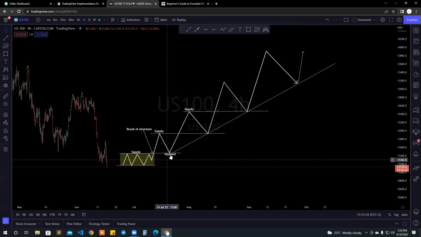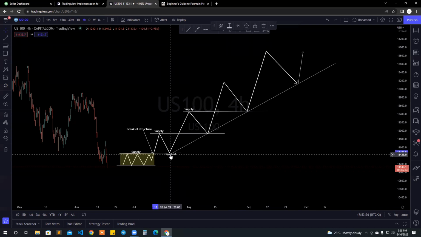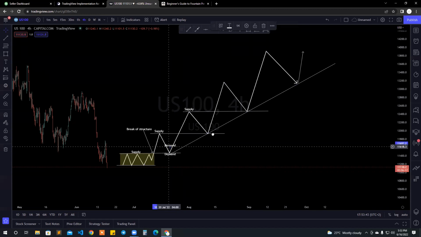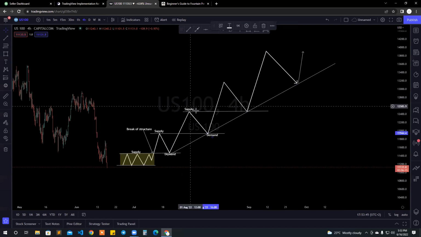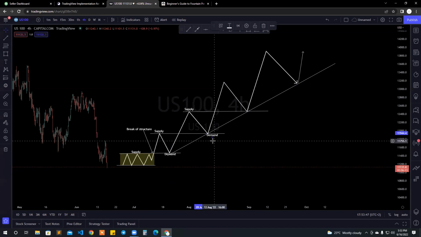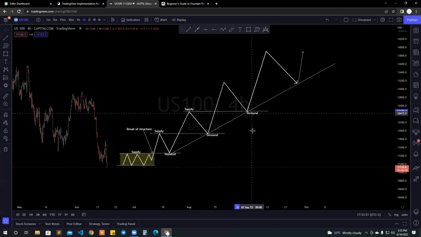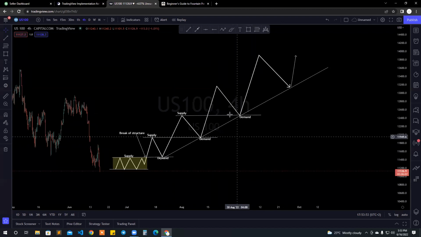It turned out to be a level of demand. This one here, copy paste, demand, and then from this one again, this one became a demand here. That is how the market moved. I will show you, I'll prove this to you.